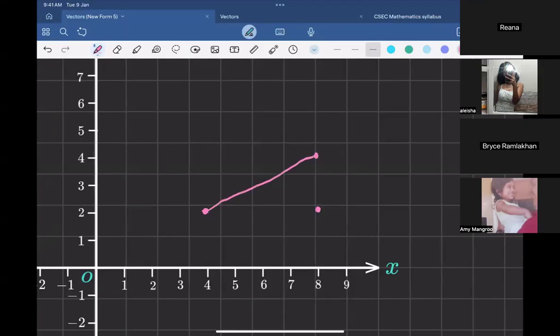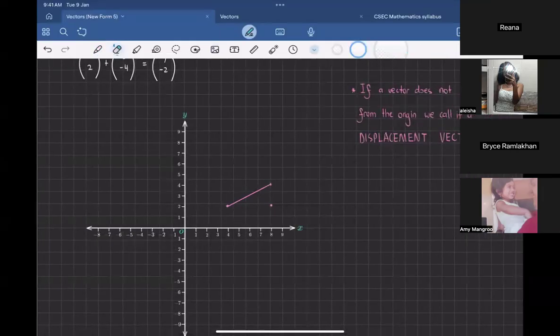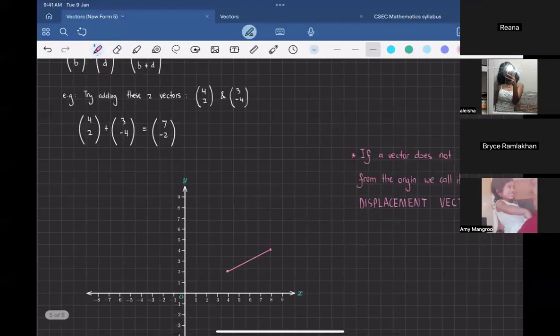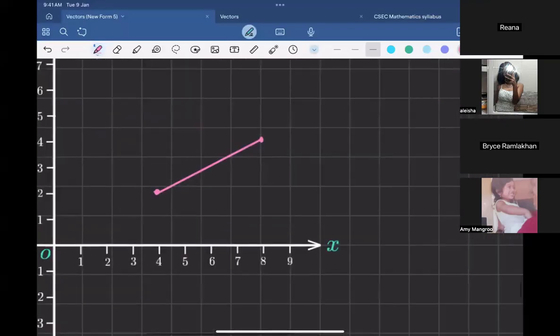So this over here will be the vector. Tell me if that makes sense. Right? So that's the vector there. And adding that to what vector? 3 over -4.